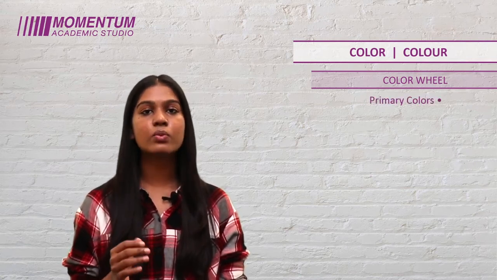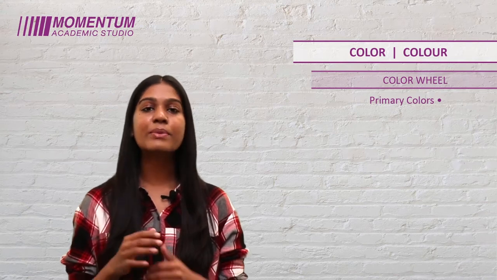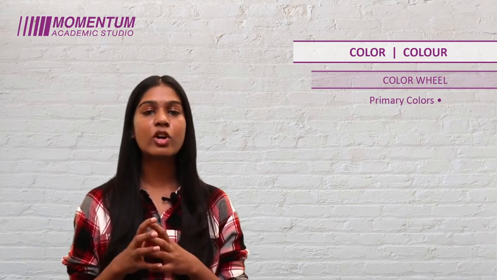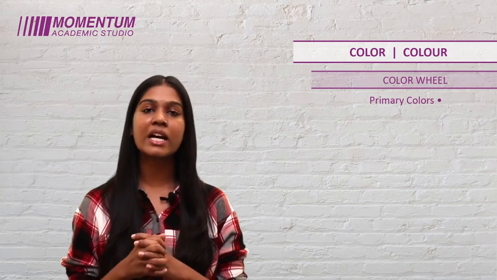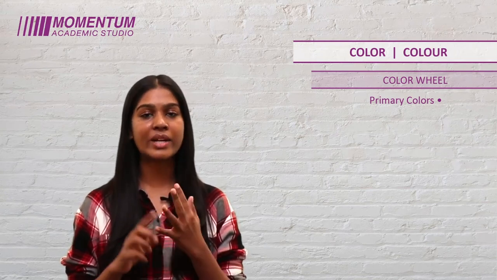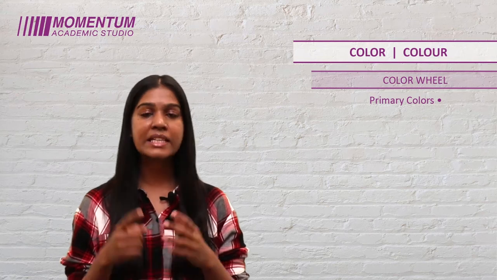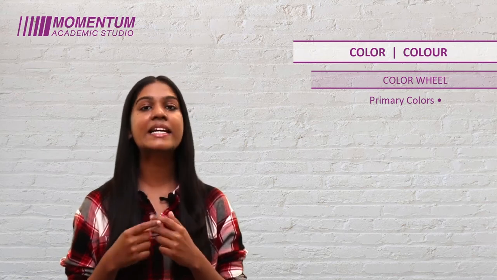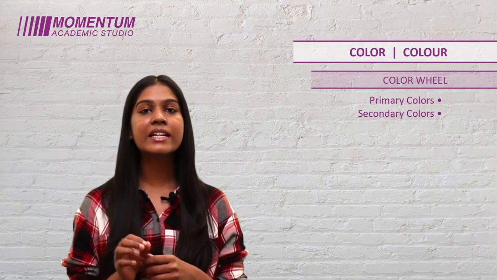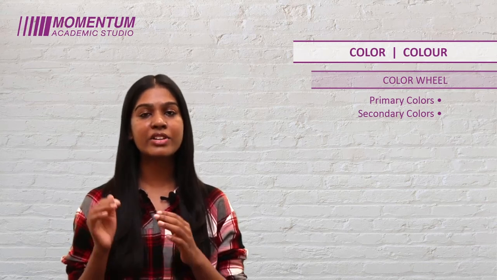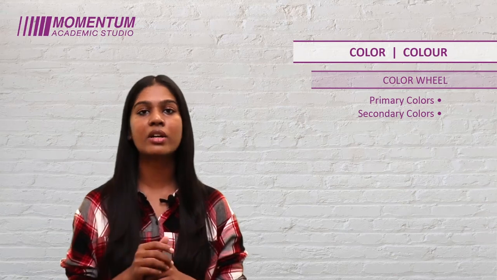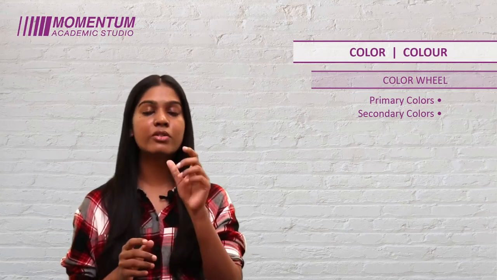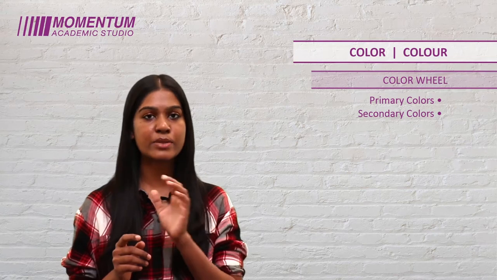So let's learn what primary colors are. Primary colors are colors that cannot be achieved by mixing any other two colors. The primary colors consist of red, yellow and blue. The next set of colors are secondary colors. Secondary colors are nothing but what we get when we mix primary colors together. The color that we get will be called the secondary color.